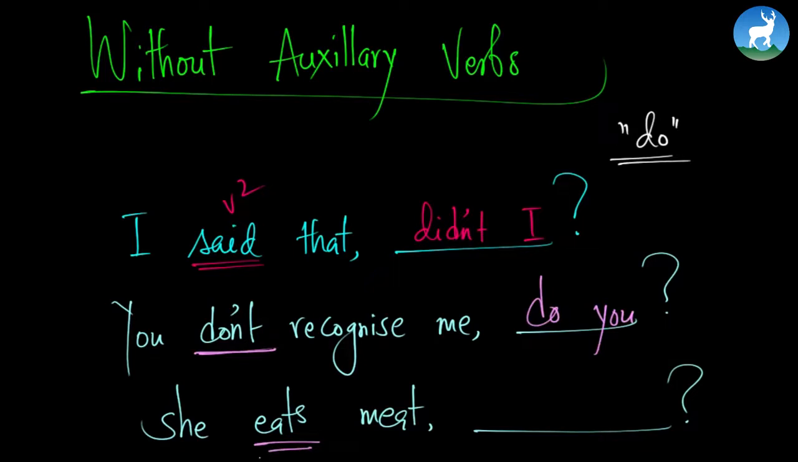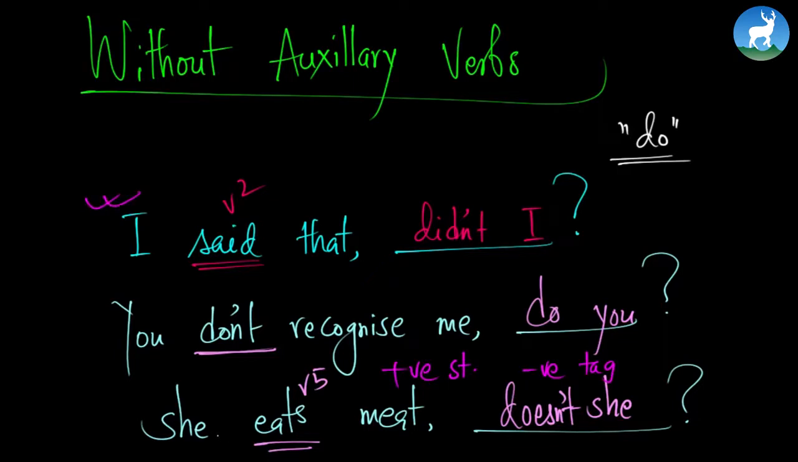Now here's no auxiliary verb, and the sentence is in present tense. So we use does she. This is wrong. Doesn't she. Alright, that is correct. And why is it so? Because the sentence is positive, we need a negative tag. Very good. Sentence is positive, so we need a negative tag.